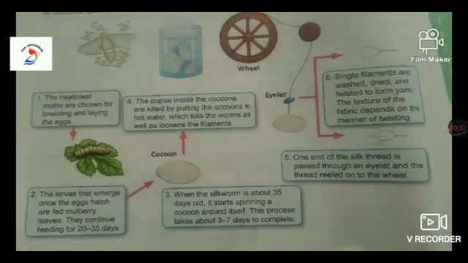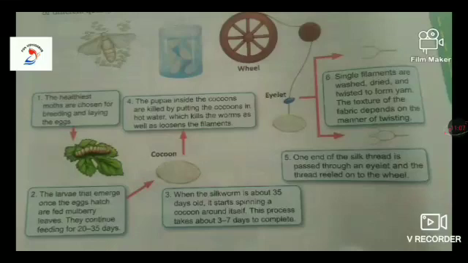Can you see this flow chart? How the process of silk takes place. The healthiest moths are chosen for breeding and laying the eggs. The larvae that emerge once the eggs hatch are fed mulberry leaves. They continue feeding for 20 to 35 days. Then it becomes the cocoon. When the silkworm is about 35 days old, it starts spinning a cocoon around itself. This process takes about 3 to 7 days to complete.